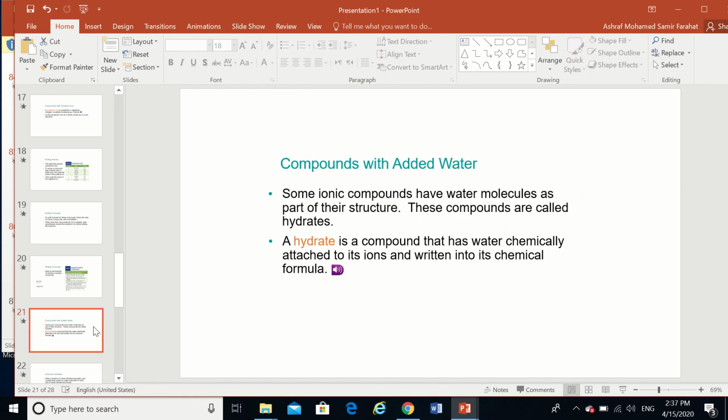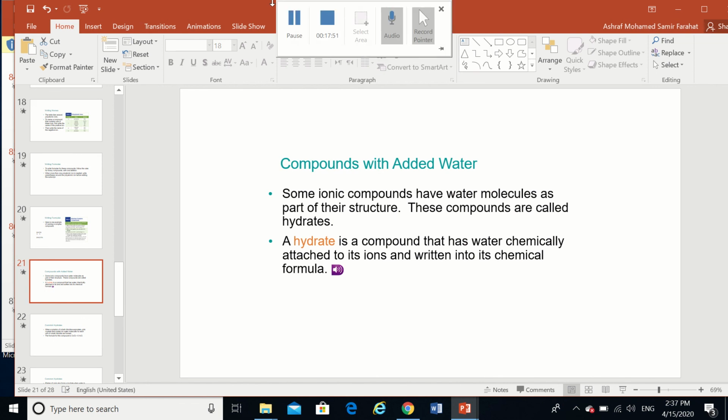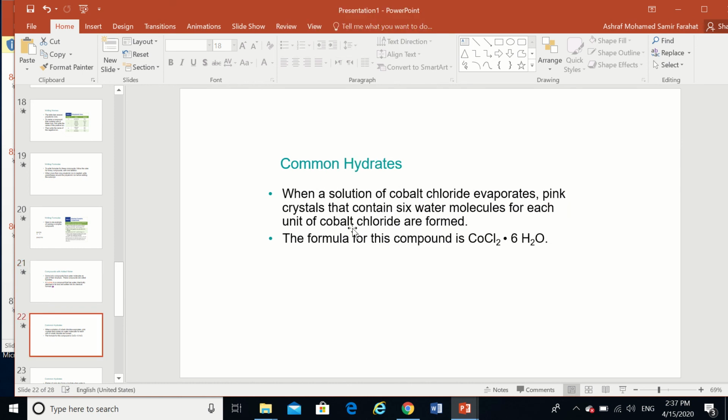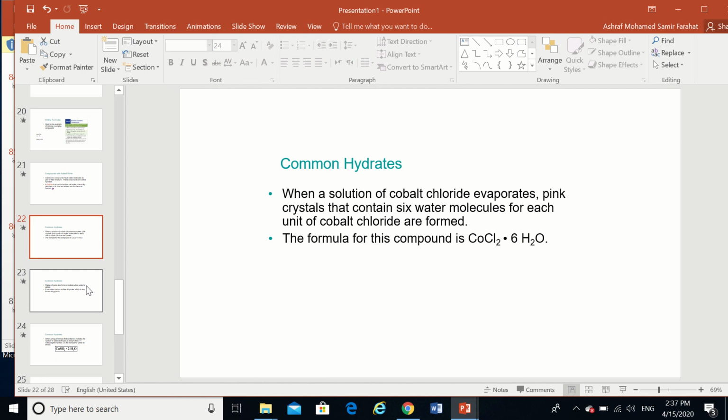And I guess the next thing is about the hydrate. Hydrate means that there is a water molecule that is chemically attached to the ion. One example of that is the cobalt chloride. When you make a solution out of it, it's called cobalt chloride hexahydrate. So this hexa means 6 water molecules that are attached to the cobalt chloride. So whenever you see the word hydrate, it means that some water molecules are chemically attached to the compound.